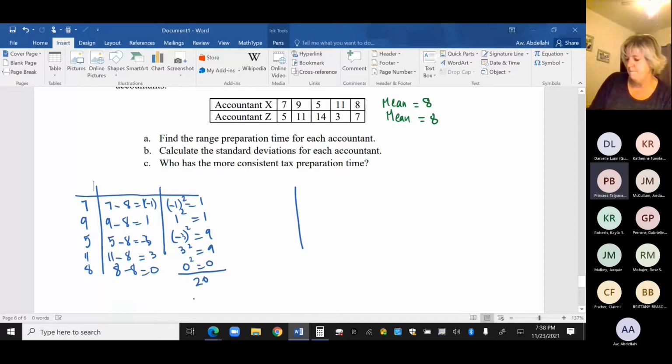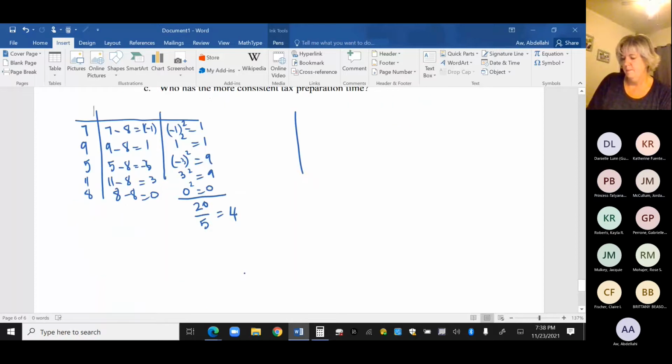We divide 20 by what? 5. We get 4, right? And then we take the square root of 4. The standard deviation is sometimes called sigma, small sigma like that. When you see sigma like that, it means standard deviation. This is the mean, and this is the standard deviation. It's going to be the square root of 4, which is 2.